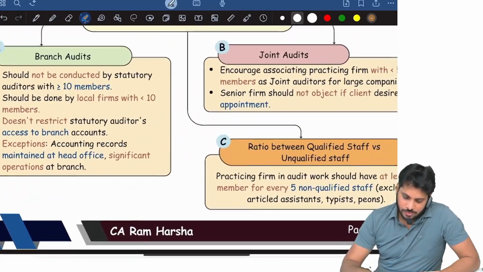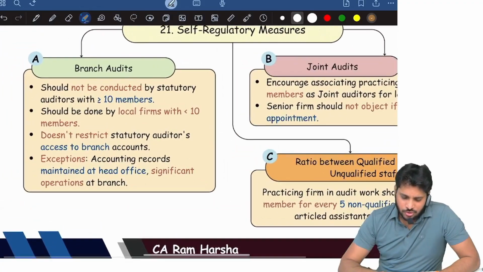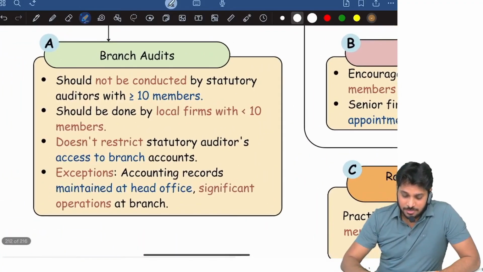Self-regulatory measures also not required. In self-regulatory measures, no, okay, fine, we'll see. Who will set the paper, we don't know.